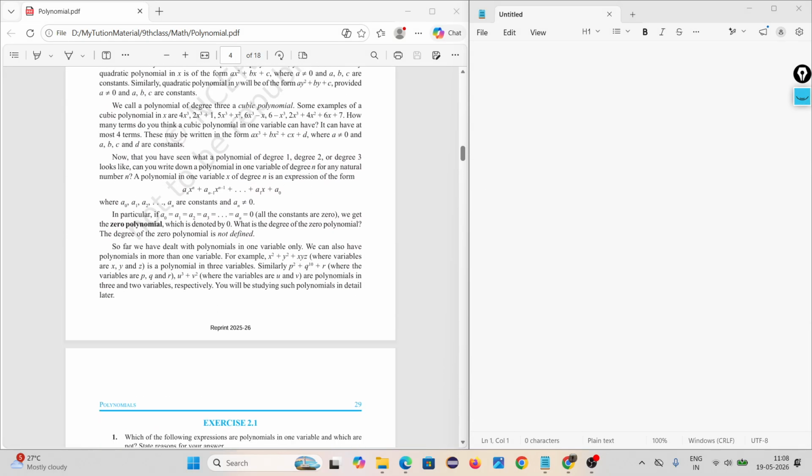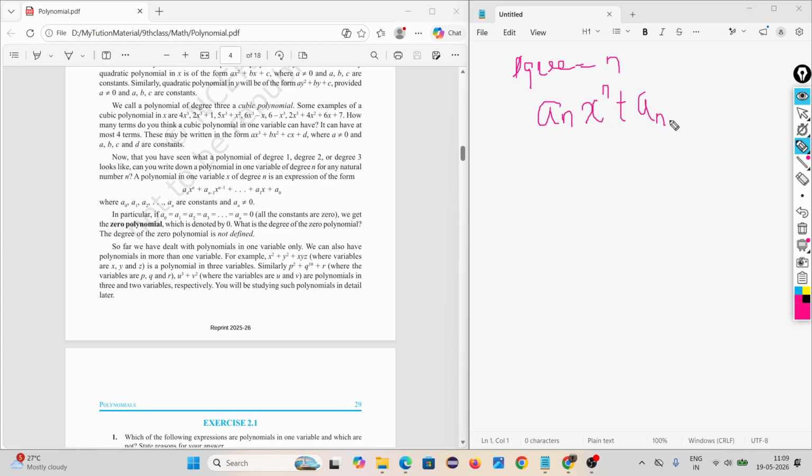Now you have seen polynomials of degree 1, 2, 3. Can you write a polynomial in one variable of degree n, for any natural number n? The highest power is n. A polynomial in one variable x, of degree n, is an expression of the form a_n x power n plus a_(n-1) x power n minus 1 plus ... plus a1 x plus a0.